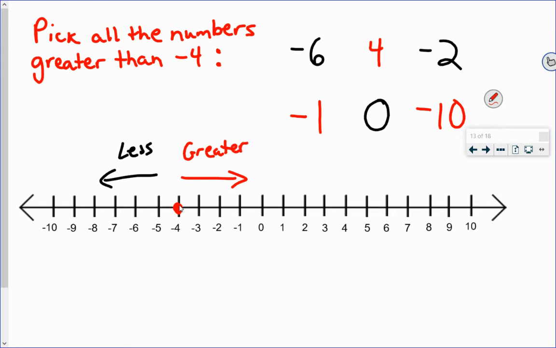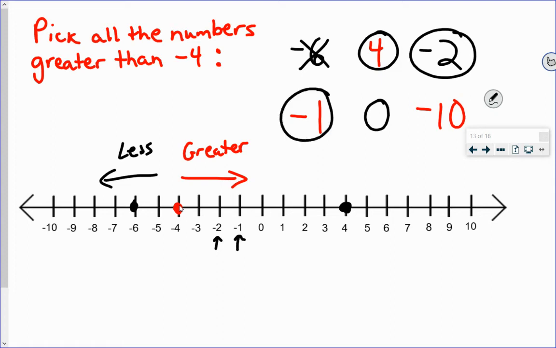Okay, so -6 is less than, it's to the left. So that's that. All right, how about 4? Well, 4 is to the right. So that's a good one. -2 is to the right. So that's a good one. -1 is to the right. So that's a good one. 0 is to the right. So that's a good one. -10 is to the left. So that's less than. So we had 4 good answers that time.